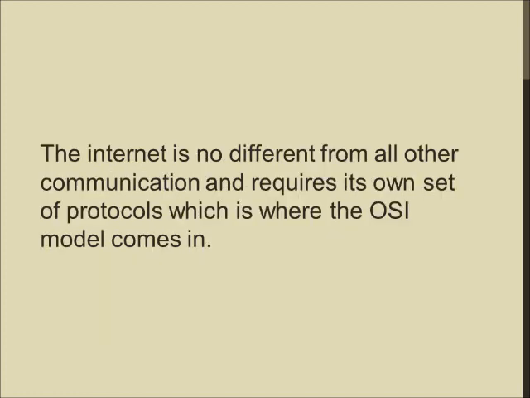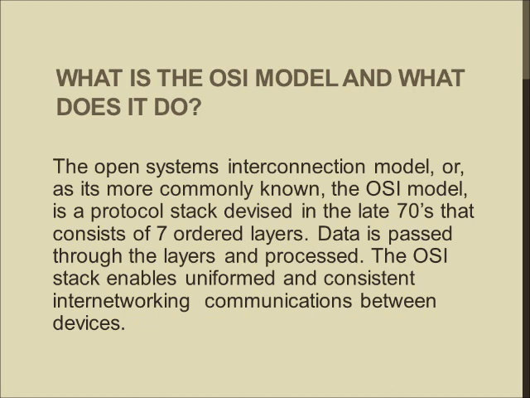The internet is no different from all other communication and requires its own set of protocols, and this is where the OSI model comes in. The Open Systems Interconnection model, or as it's more commonly known, the OSI model, is a protocol stack devised in the late 70s that consists of 7 ordered layers. Data is passed through these layers and processed. The OSI stack enables uniform and consistent internetworking communications between devices.